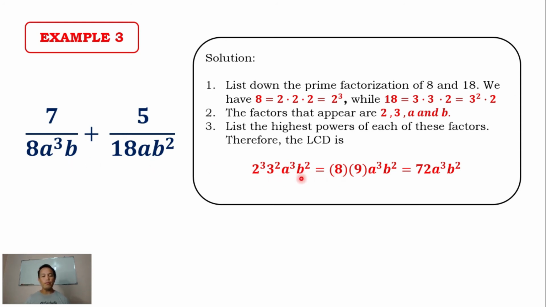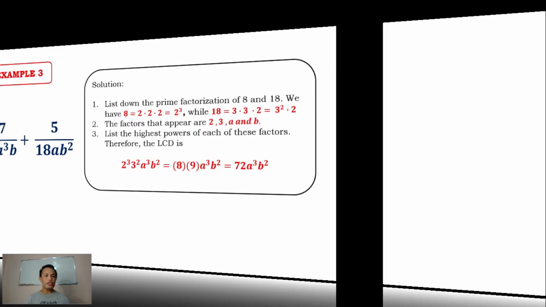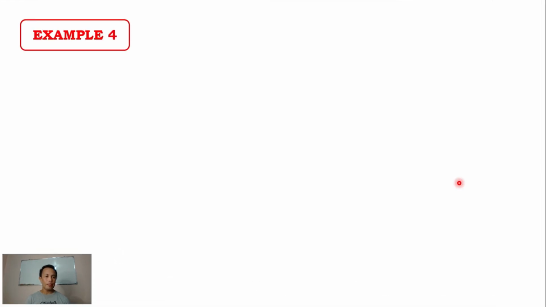2 cubed, if we are going to simplify, is equal to 8, and 3 squared is equal to 9. Then we multiply, 8 times 9 is 72, and we copy the variables a cubed, b squared. So therefore, our LCD, or the least common denominator for these fractions, is 72 a cubed b squared. Now let's proceed to our third example.